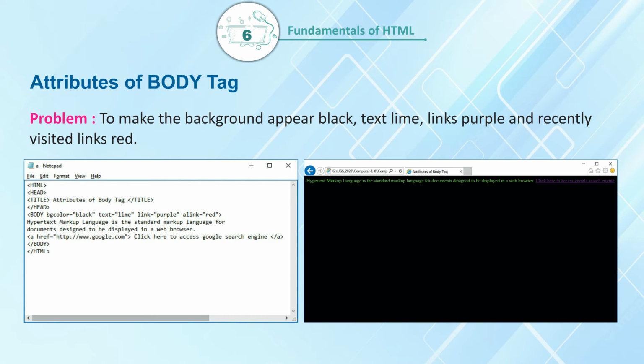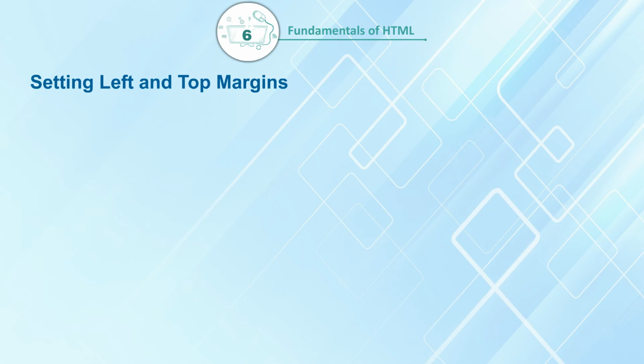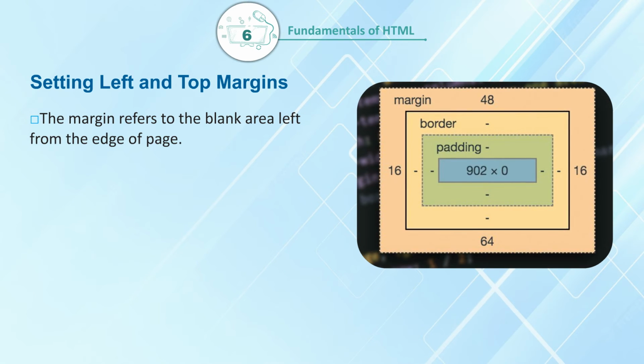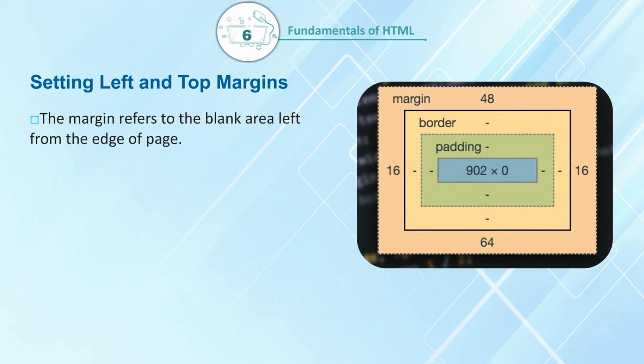Problem. To make the background appear black, text lime, links purple, and recently visited links red. Setting left and top margins. The margin refers to the blank area left from the edge of the page.